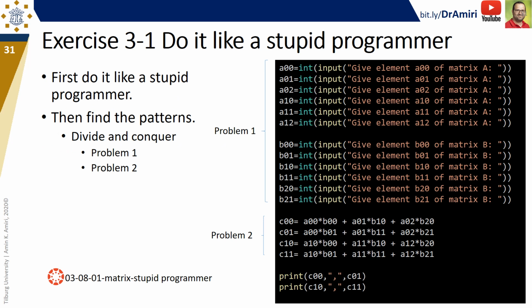As you can see here, I again start like a stupid programmer. I only use int, input, print, and simple operations. Then I can see that there are two patterns here. I call pattern one, problem one, and the second pattern, problem two. And then I use divide and conquer to resolve the issue, turning these patterns into for loops and lists.